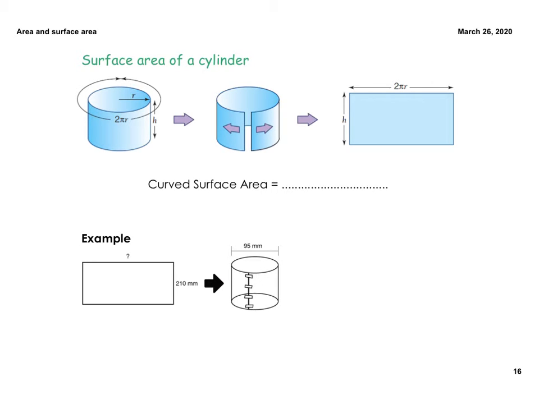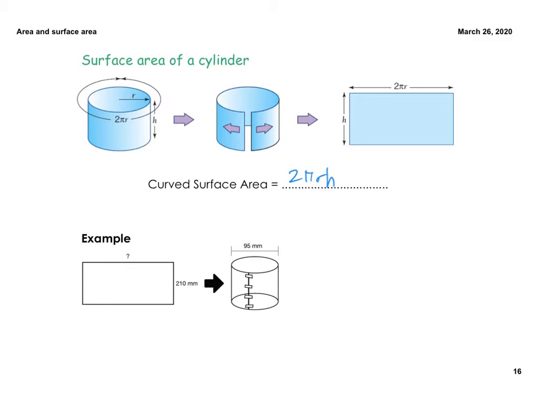Alright, next bit, surface area of a cylinder. A cylinder is actually composed of a rectangle and two circles. Obviously the circles are the ends of the shape. The actual rectangle is going to be 2 pi r, which is the circumference, times the height. So the curved bit is 2 pi r h.